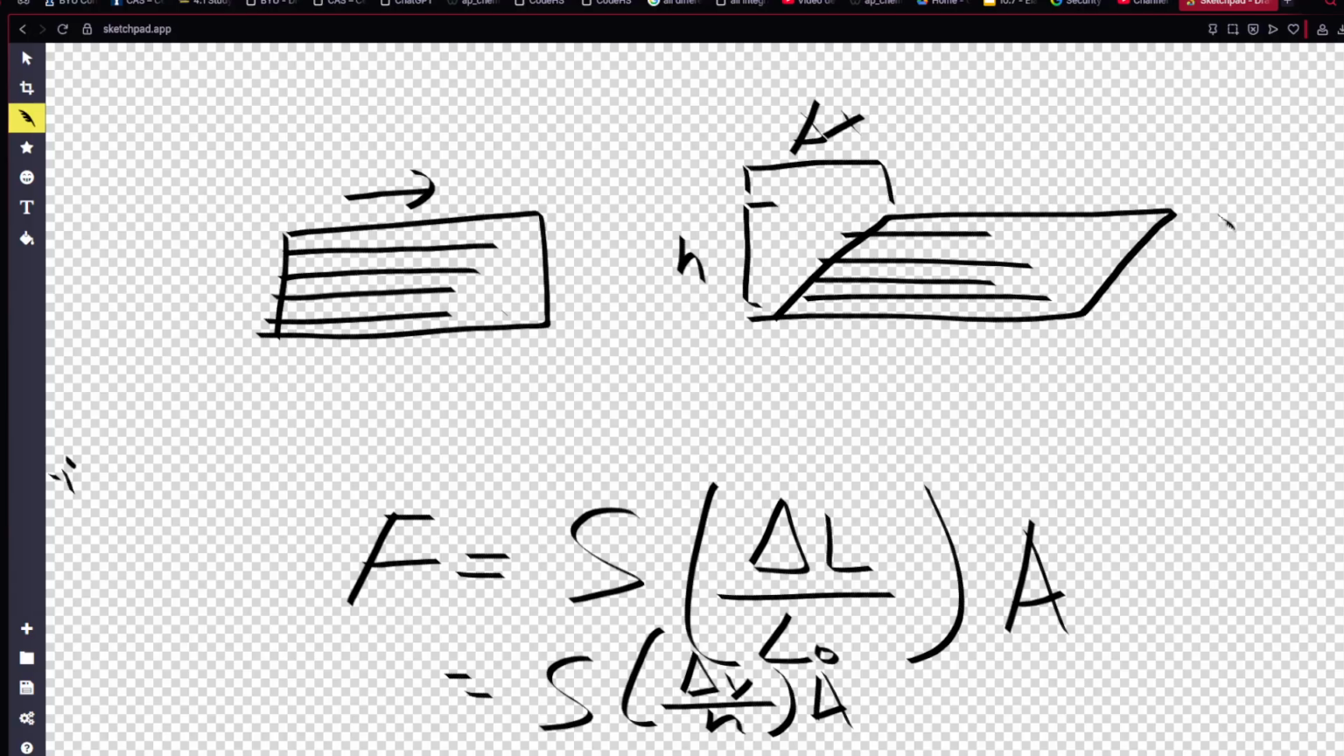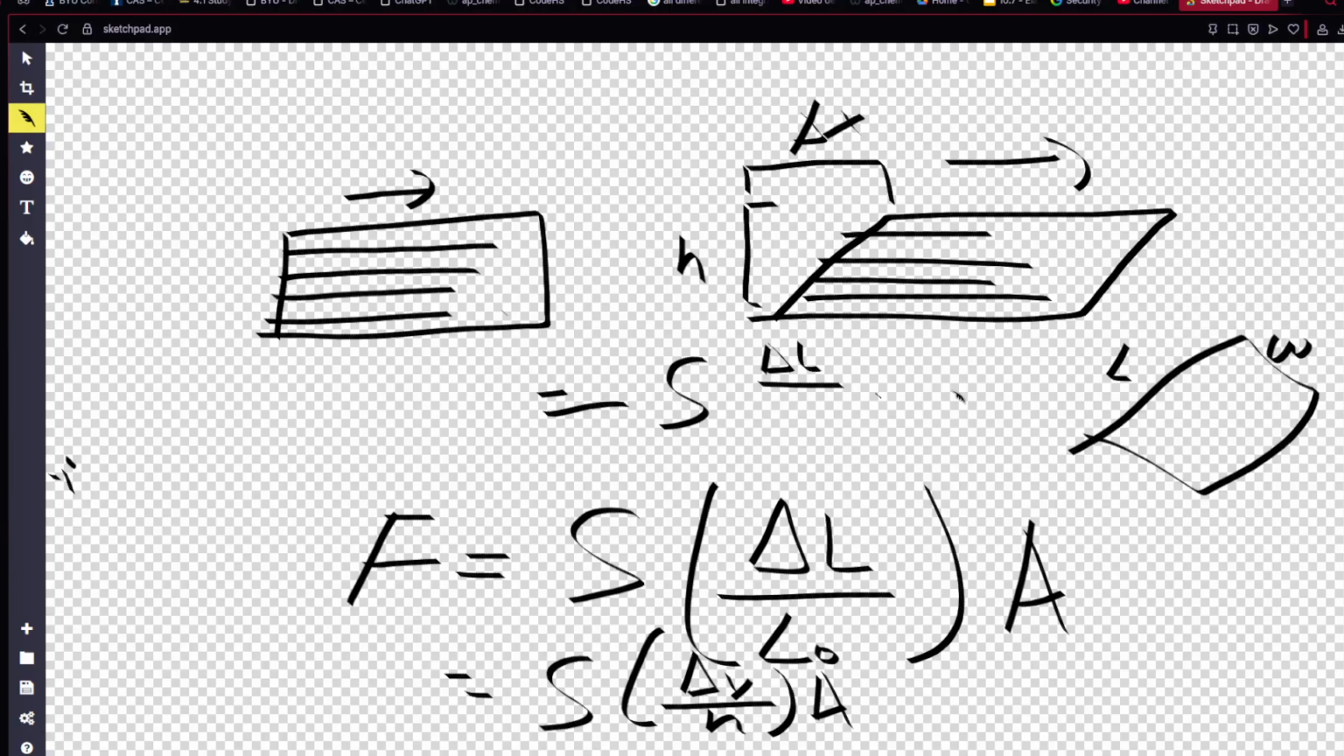So if we're doing it this way, it's going to be positive force. This is going to the right side. So it's the same exact thing. And the area is just going to be the top of the book, which is typically rectangular, so it would just be length times width. So S delta X over the height times L W. And yeah, that's shear deformation.